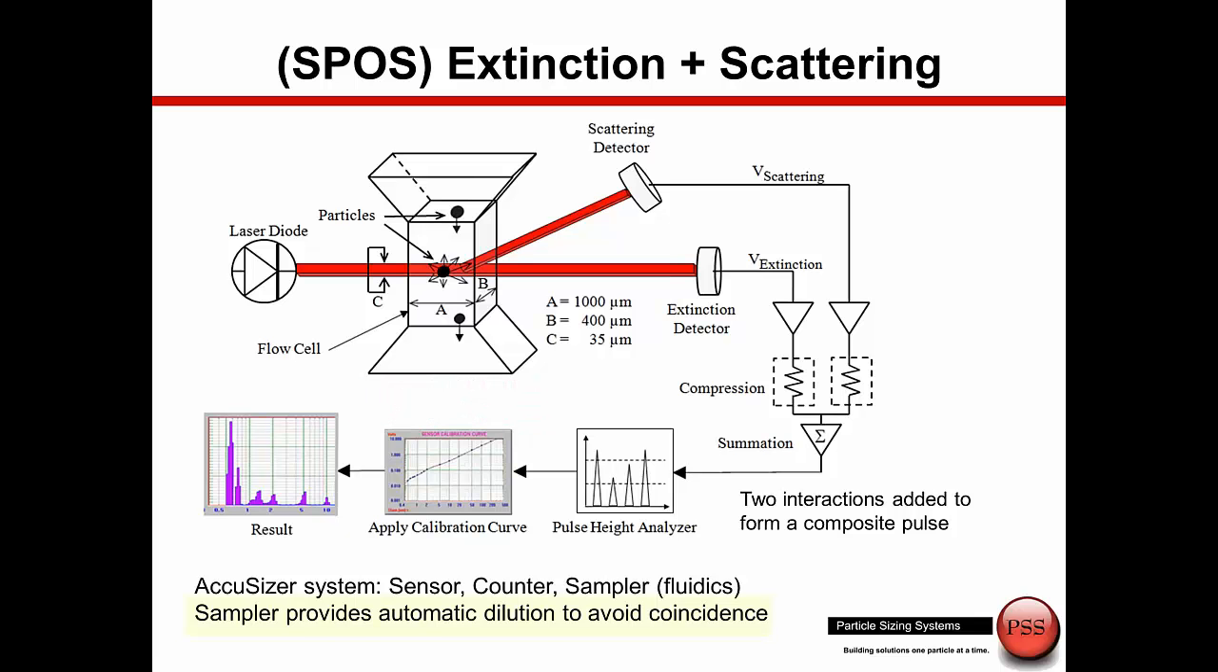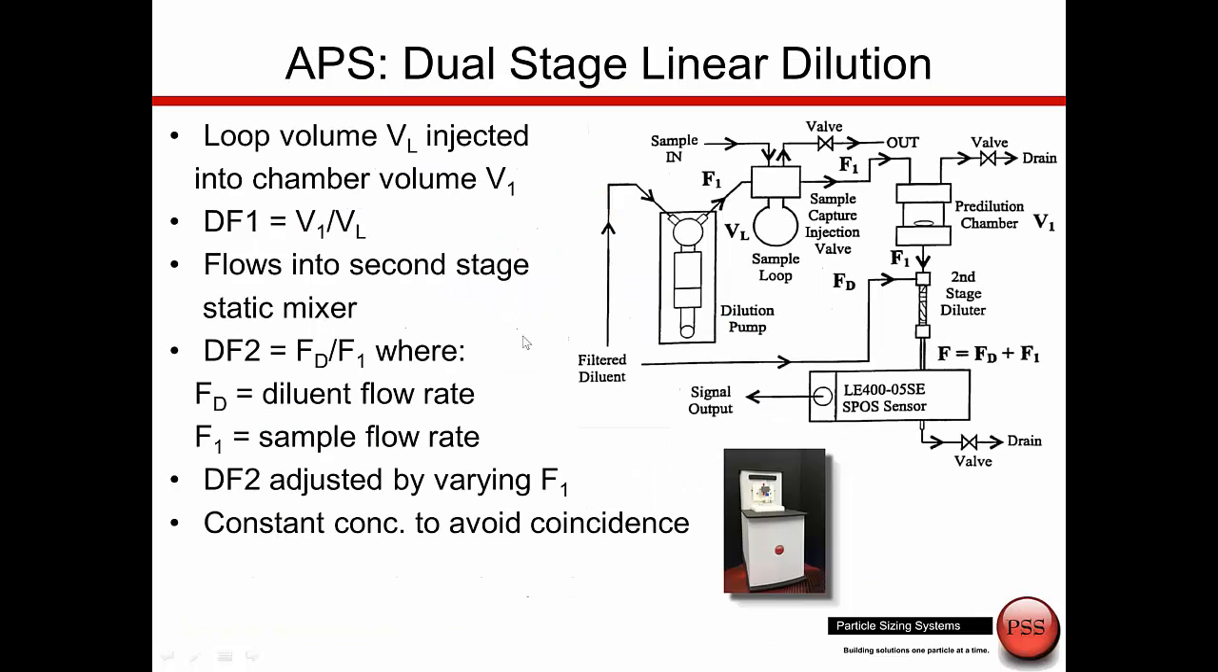So especially for emulsions, which are fairly high concentrations, we need some way to reduce the concentration of the sample before we take the measurement. And for this particular experiment, what I used was the AccuSizer APS, a small picture of it here. And here is a diagram of how the fluidics work. This is the technique we use when we're measuring high concentration samples because it's a two-stage dilution system.